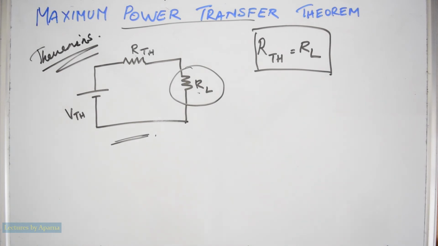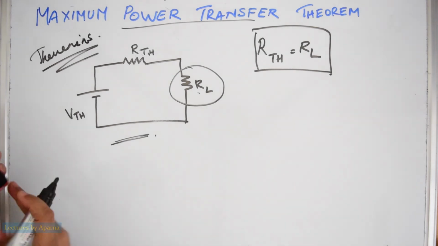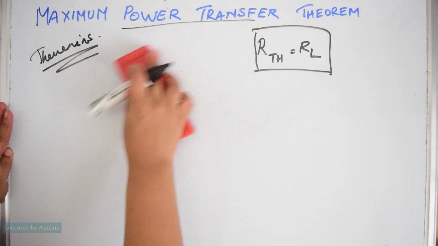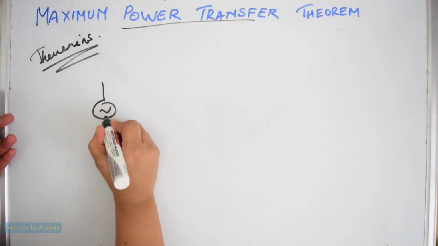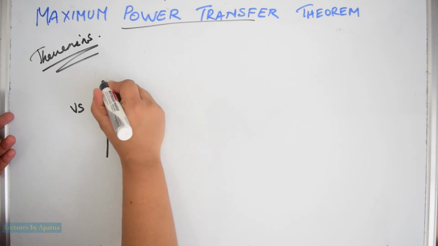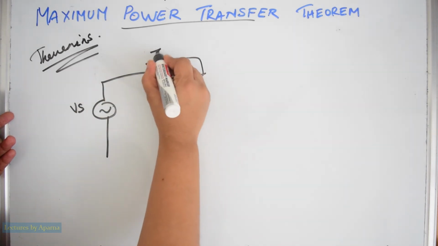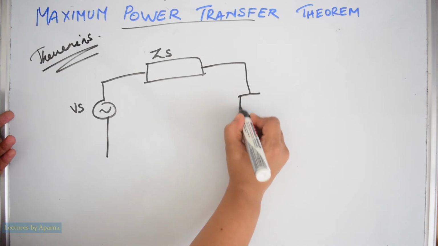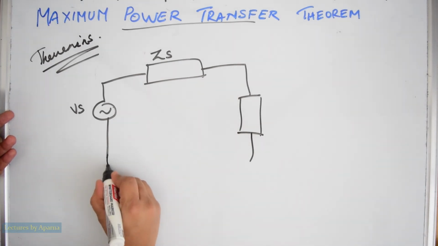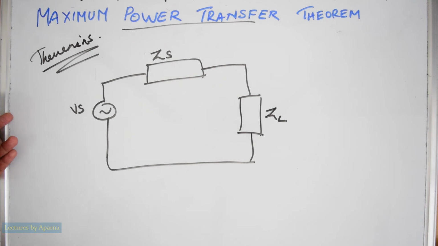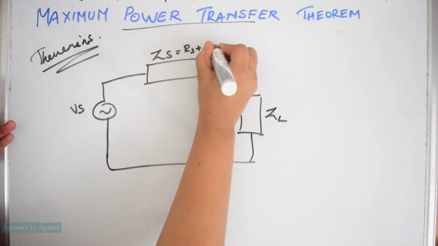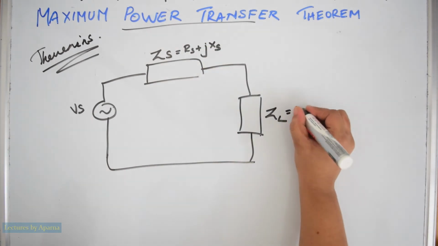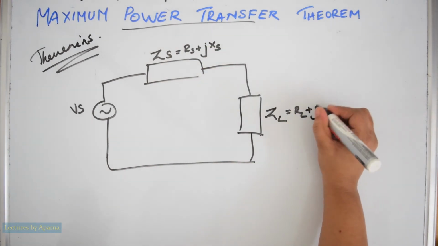So now let's see what is the case of an AC circuit. What happens when it's an AC circuit? Let this be Vs and let this be impedance Zs and let this be load impedance ZL. This is equal to Rs plus jXs and this is equal to RL plus jXL.